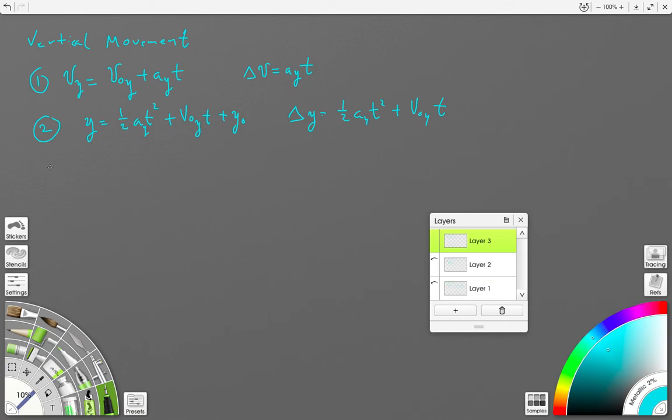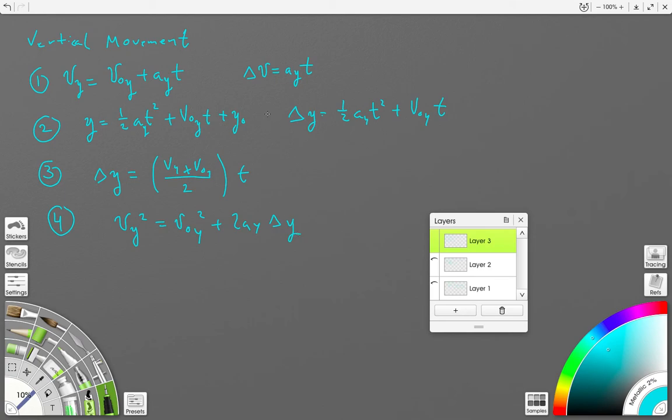Let's look at these other two equations. Delta y can also be written as the average velocity, vy plus voy over 2, times t. And my fourth equation can be written as vy squared is equal to voy squared plus 2 ay delta y.